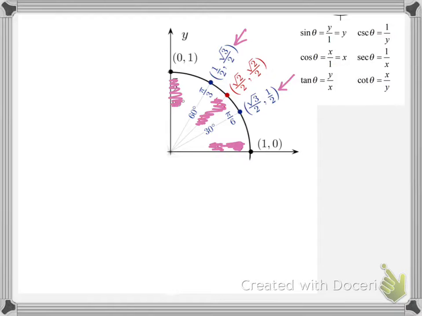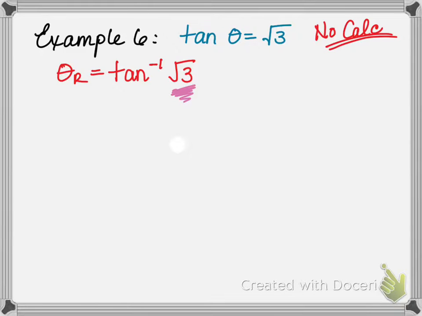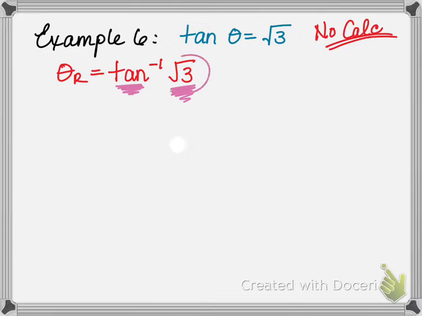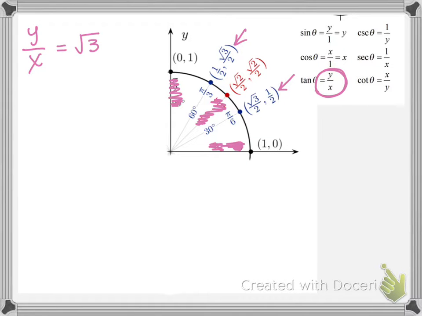And tangent, going back here, what does tangent mean? Well, tangent means y over x, all right? Y over x. And we wanted the y over x to equal square root of 3. That's your problem, see? Square root of 3. That's what we want y over x to be. So which one is going to give us square root of 3? Well, let's try the first one. This is my x, this is my y. We're going to try it at 60 degrees.